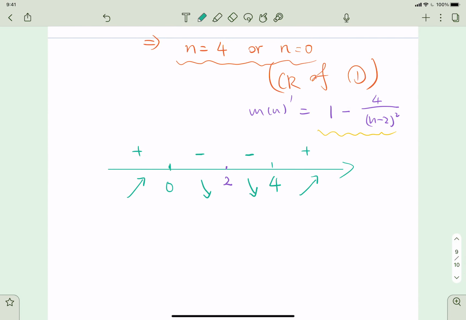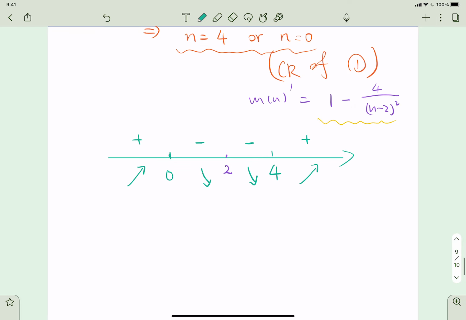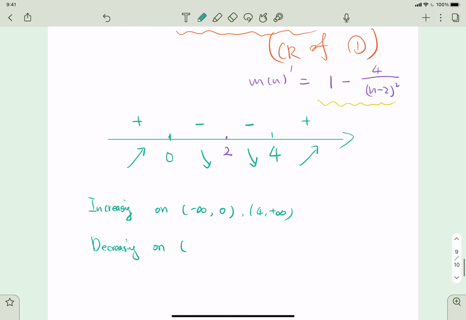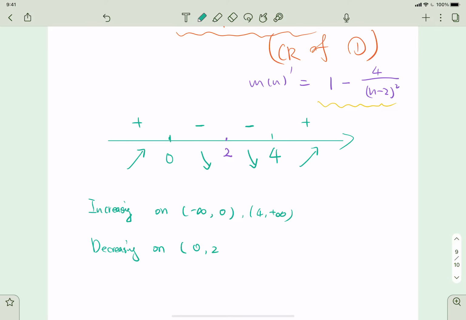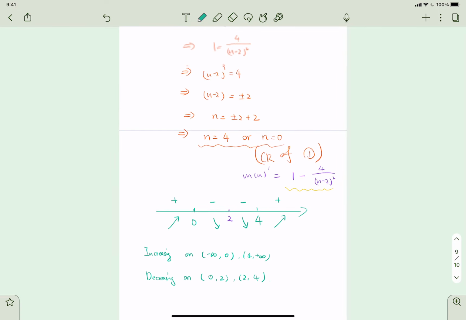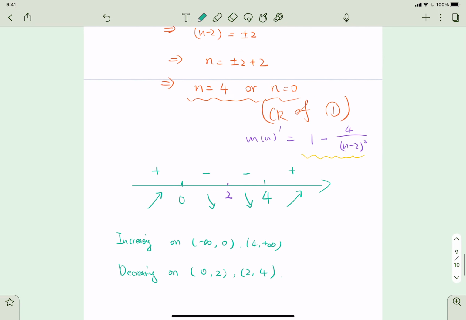Okay. And now, after knowing this, we can say that the increasing intervals are negative infinity to 0 and 4 to infinity, and decreasing on 0 to 2 and 2 to 4. Okay, so that is how we figure this out.